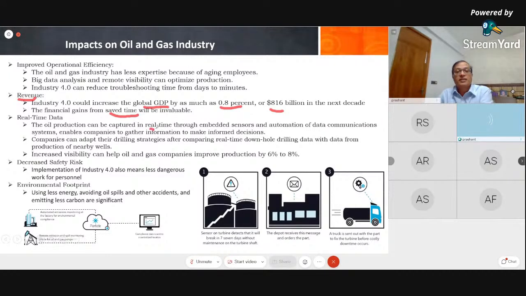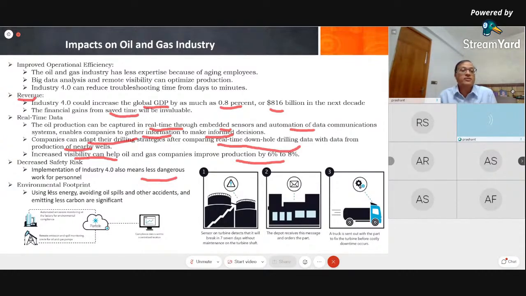The real-time data is captured in oil exploration sites using embedded sensors and automated data communication systems. It would help companies gather more information and make more informed decisions on whether to explore oil at that particular site or not. And with the real-time downhole drilling data and the information coming from nearby wells, the companies can adapt their drilling strategies. So eventually, they have increased visibility, and with Industry 4.0 implementation, the companies can actually improve their production by 6 to 8%. It also helps make processes less dangerous.